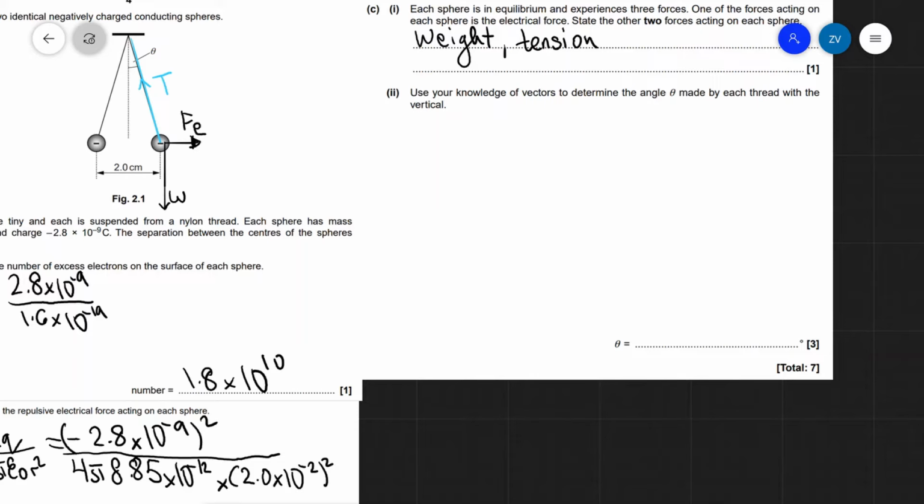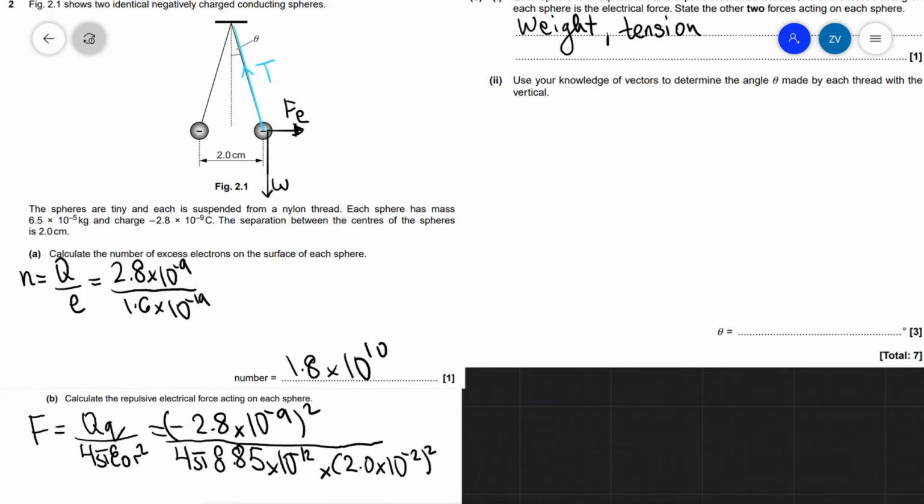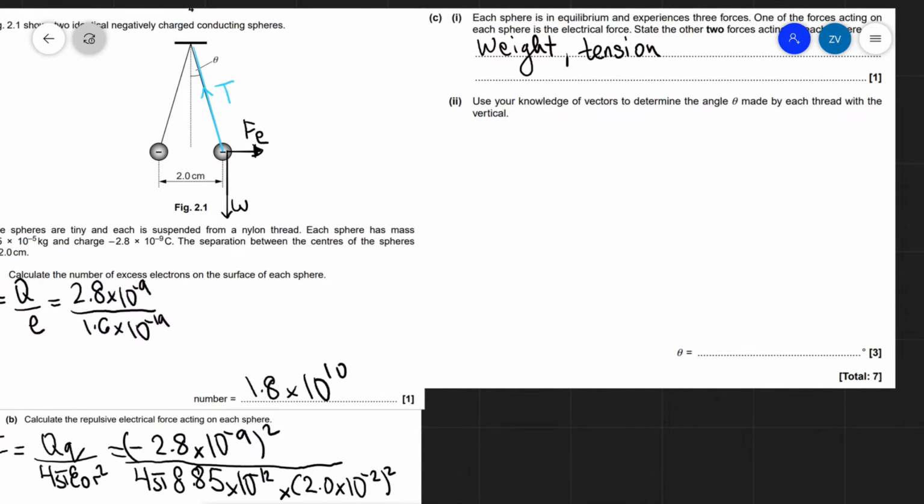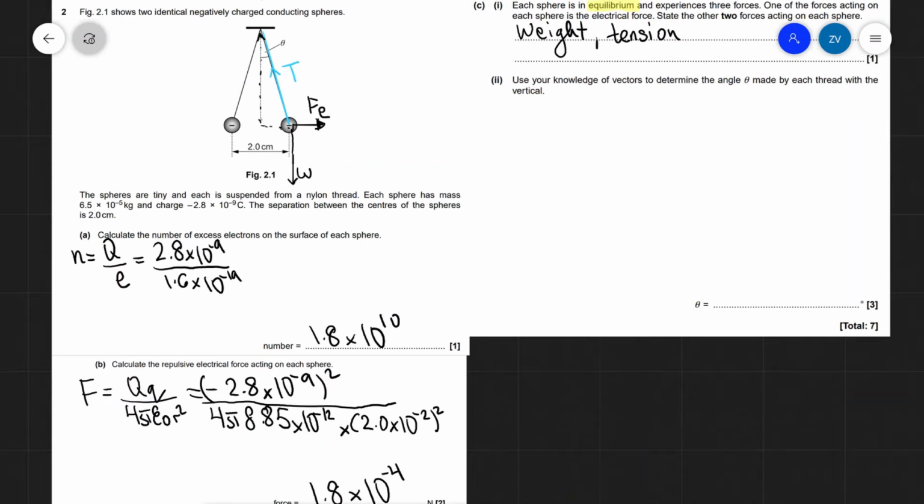Now this is really important because this is balanced. Because the sphere is in equilibrium, as it says right over here, we're going to need to have a balance of forces. It means that the vertical component of the tension will be equal to the weight in order to keep this sphere in balance.